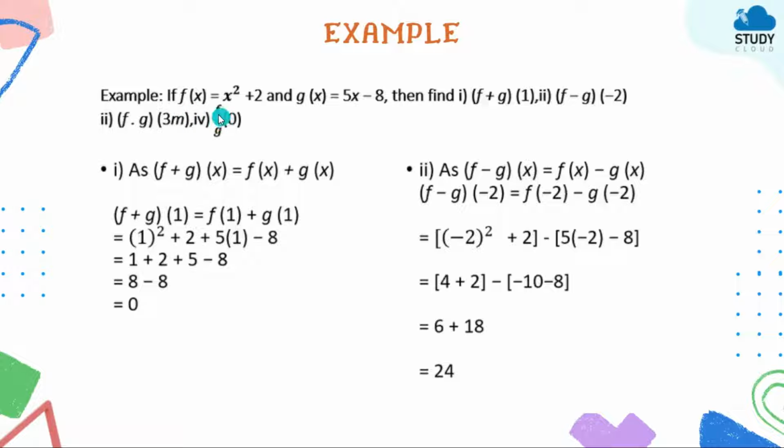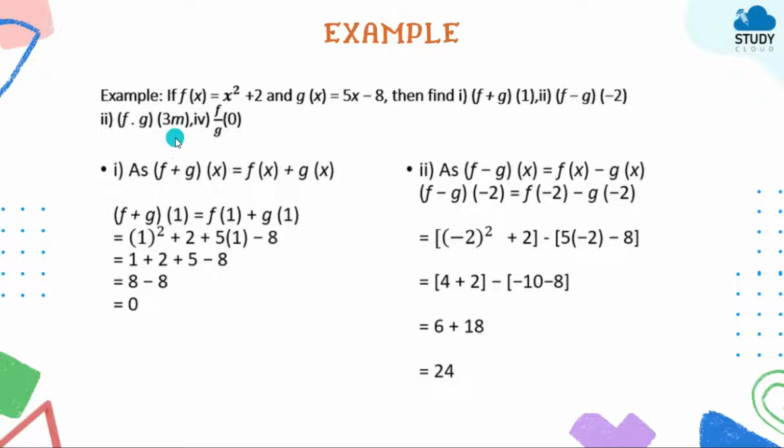If f(x) is equal to x square plus 2 and g(x) is equal to 5x minus 8. These are two separate functions, f and g. Then we have to find (f plus g) of 1. Here this means add f and g when the value of x is 1. Second is (f minus g) when x is equal to minus 2.